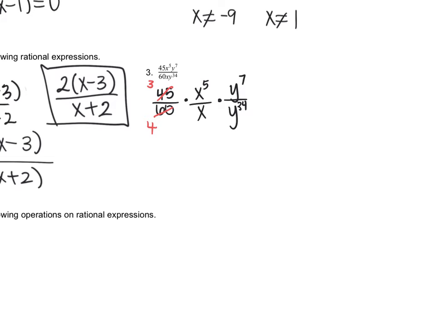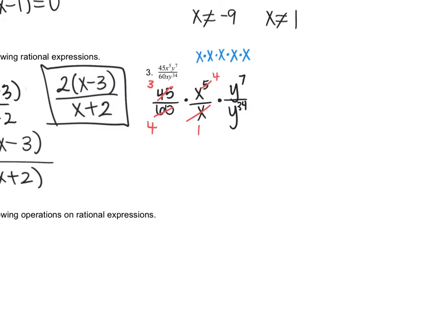Next, we're looking at x to the 5th over x. So remember, we can think of x to the 5th as x times x times x times x times x. In which case, there is one x that we can get rid of from the numerator, so it becomes x to the 4th, and then the x in the denominator goes away completely, and we're just left with 1.